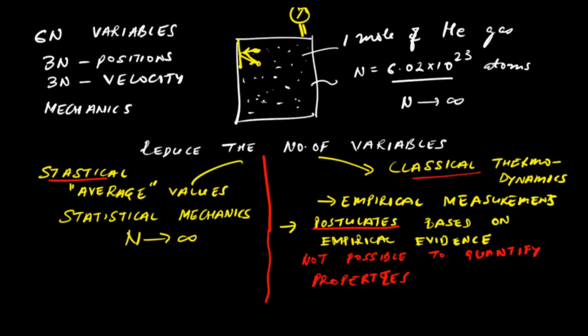Similarly, thermodynamics does not give you the equation of state. Let's say for an ideal gas, you have PV equals RT, but you cannot get that from classical thermodynamics. You have to base that ideal gas relation on experimental or empirical measurements. But from statistical thermodynamics, you can arrive at the ideal gas law. So that's the difference between classical and statistical thermodynamics.